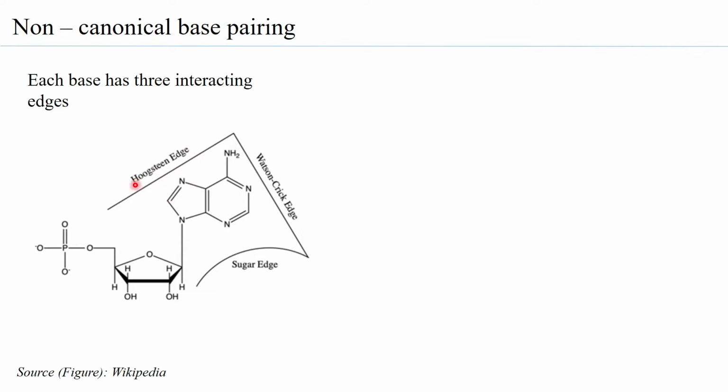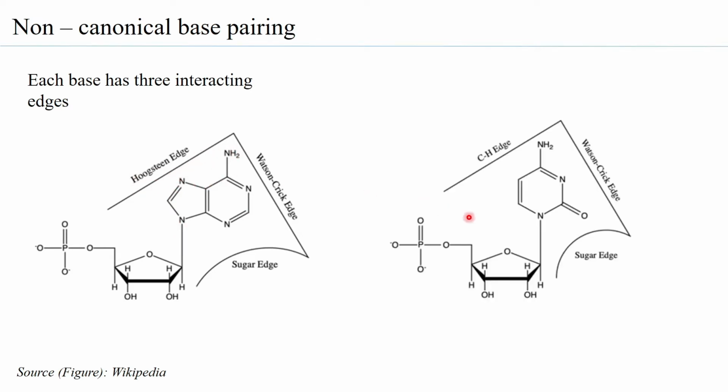The reason why this is called the Hoogsteen edge is because the first time that a non-canonical base pair was identified was by a scientist called Hoogsteen, and he showed that the hydrogen bonding was not with the 6, 1 and the 2, but it was more with the 7 and the 9, this face, and therefore you have this edge called the Hoogsteen edge.